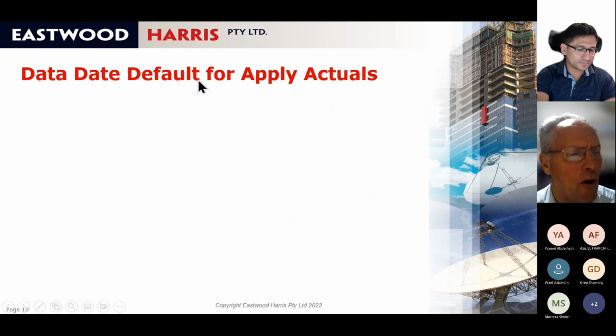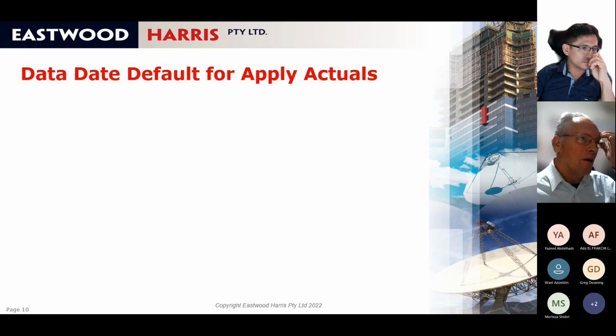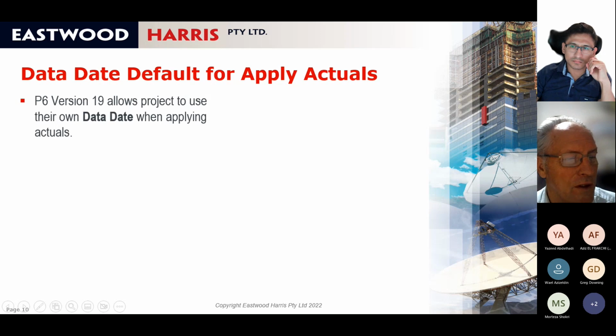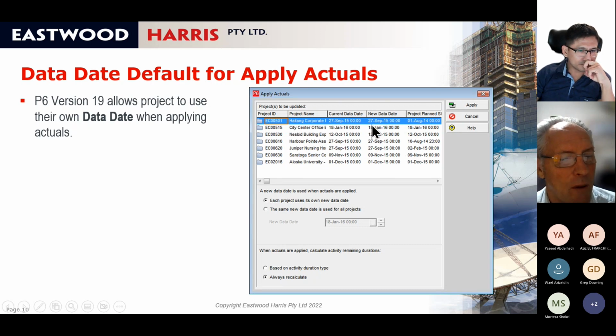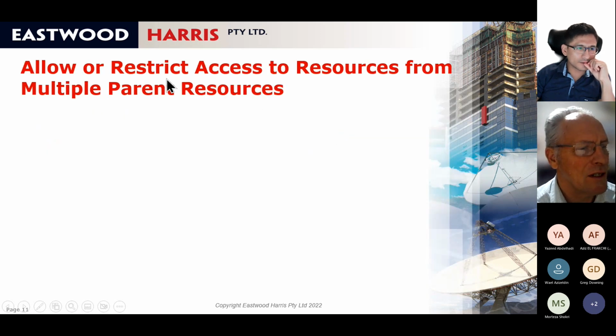Next one is the data date default for apply actuals. I don't like to apply actuals anyway, because what it does is set your start and finish to plan date, so I'd never use apply actuals. But what this allows you to do when you apply actuals is to have different data dates for different projects. When you're scheduling, it's useful to have a different data date for different projects. Again, P6 used to change them all to the same one, but now you can have a different data date for different projects.